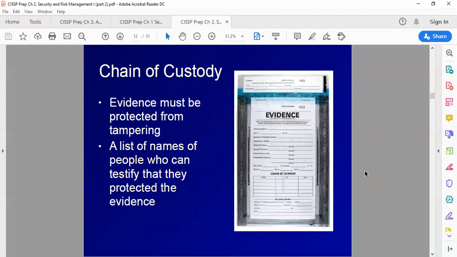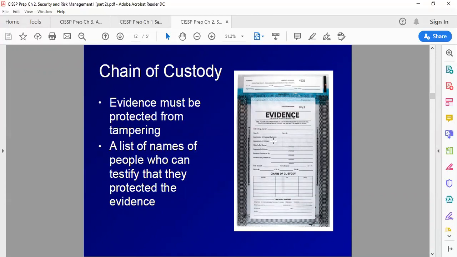Okay, and then we have the chain of custody. This is a form that needs to be signed. In this form, you find out the product, place, time, and what it cost, everything, and the list of names of people who can testify that they protected the evidence. Evidence must be protected from tampering. So this is the legal evidence form that needs to be signed, and by the different people.